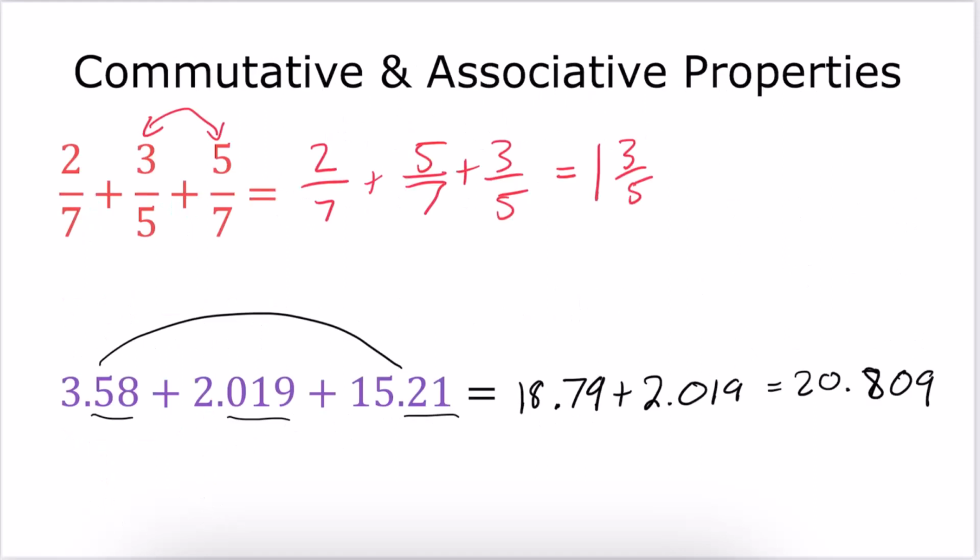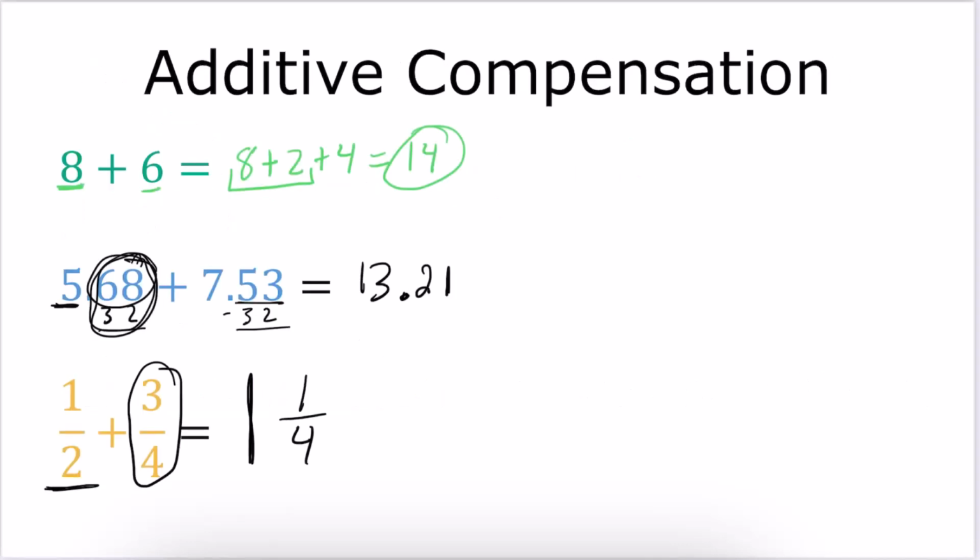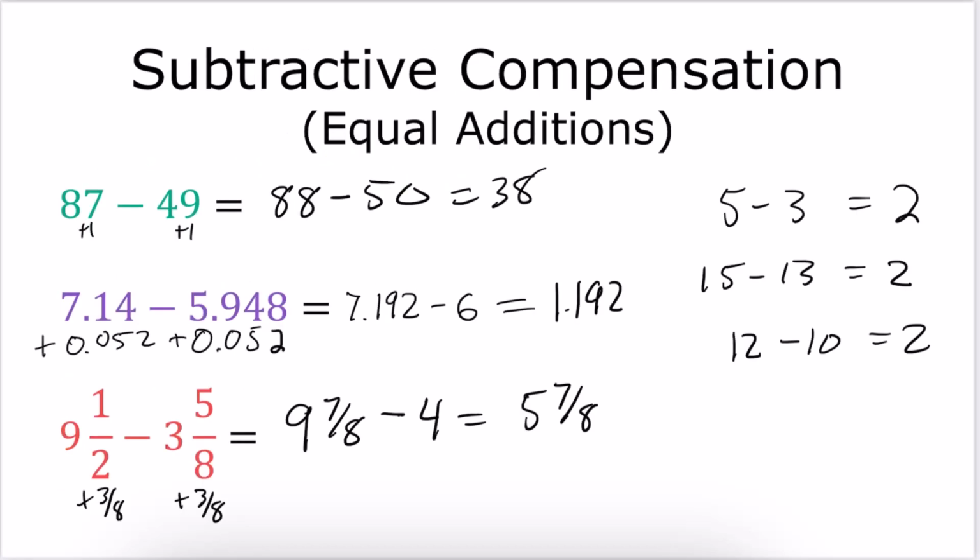So to summarize, you can use the commutative and associative properties to rearrange the addition in whatever order you think would be easiest to add mentally. You can use additive compensation, which is where you take one of your numbers and you split it up into pieces that make it easy to add to the other number. And then you combine the results. And then with subtractive compensation, this works with subtraction. That's when you add the same thing to both parts that you're subtracting. And then that makes the subtraction process easier.